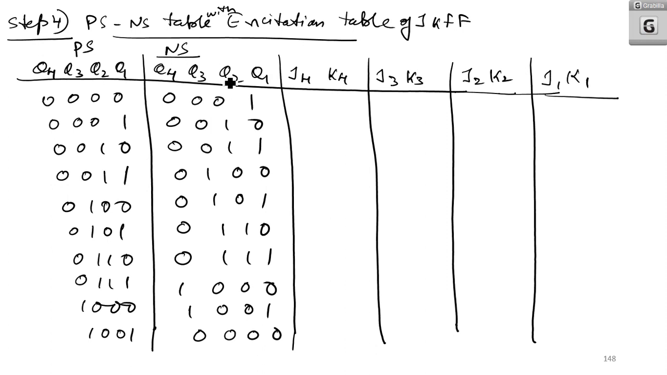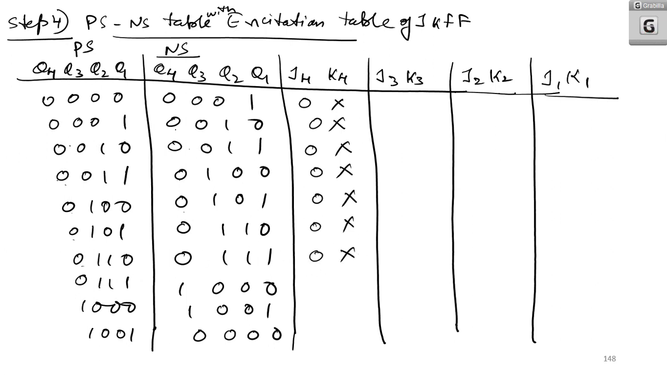Now coming into first, we will deal with J4 and K4. Okay. So if you need to find the values of J4 and K4, it is in reference to the excitation table of JK along with the present state and next state of Q4 only. So 0 to 0. 0 to 0 means it is 0, don't care. This repeats for the first seven states: 0 to 0, it is 0, don't care.